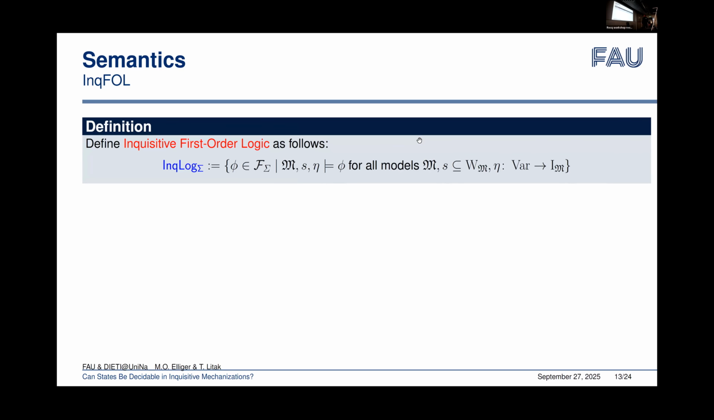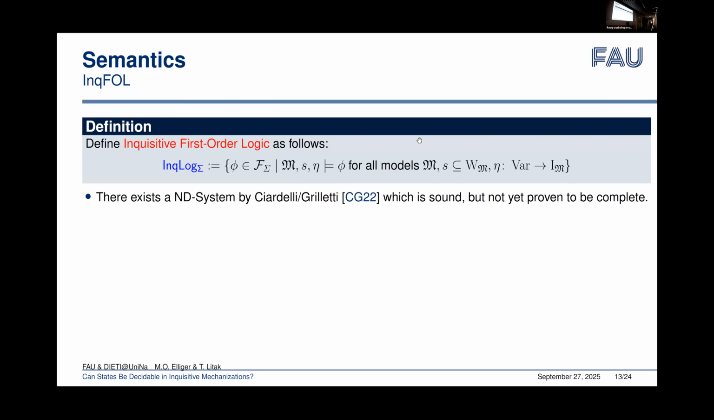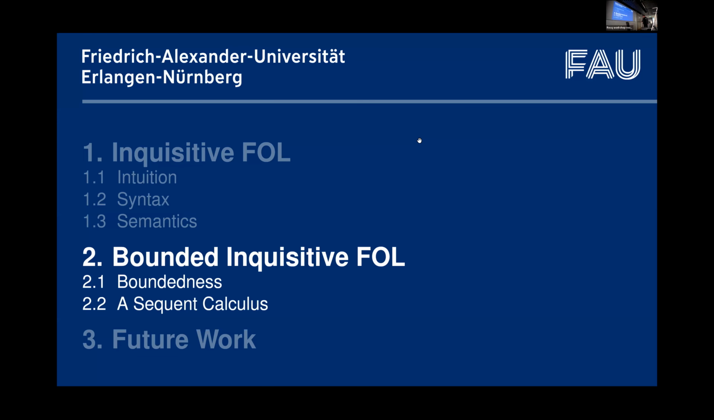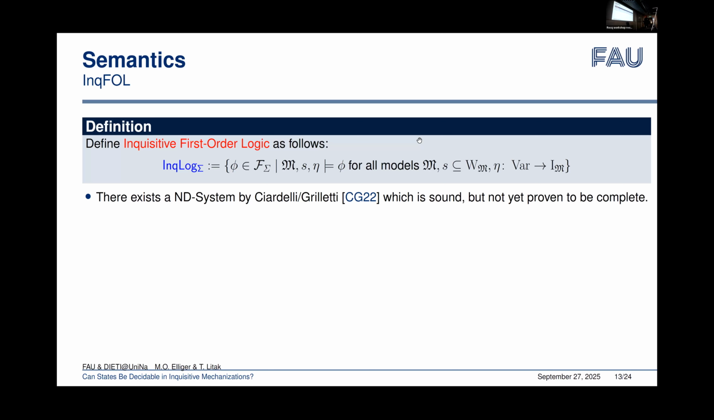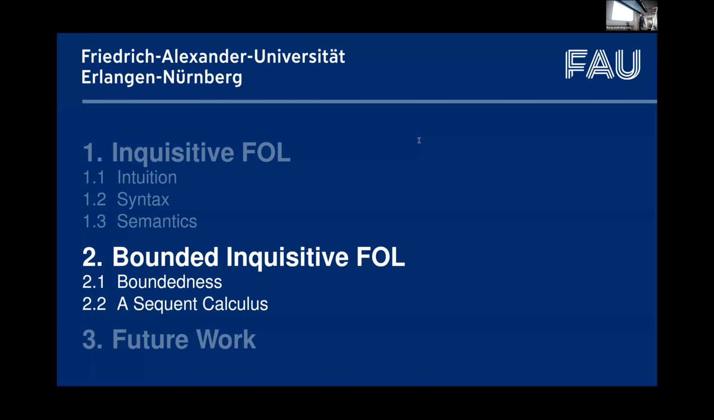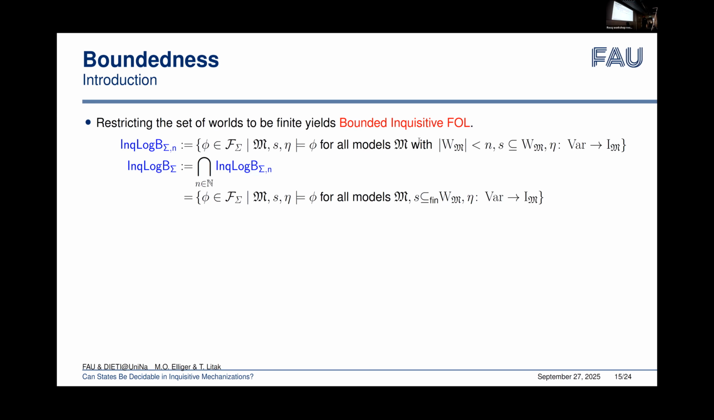And then inquisitive first-order logic is the logic, in this first-order syntax, of all models of this kind. There is a natural deduction system by Ciardelli and Grilletti, which is sound but not yet proven to be complete. And now for the bounded variant. The bounded variant arises when you insist that you have no more than finitely many scenarios, no more than finitely many alternatives, no more than finitely many models that settle things one way or another. Notice that it does not mean that we insist on finitely many individuals. Individuals can be natural numbers or whatever you want.